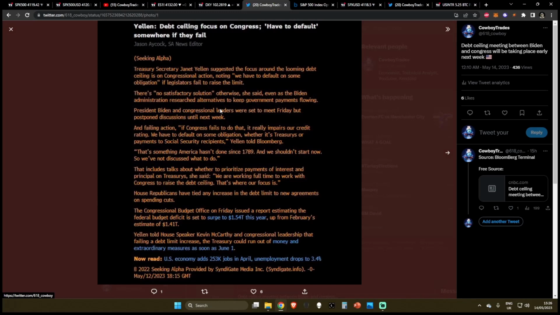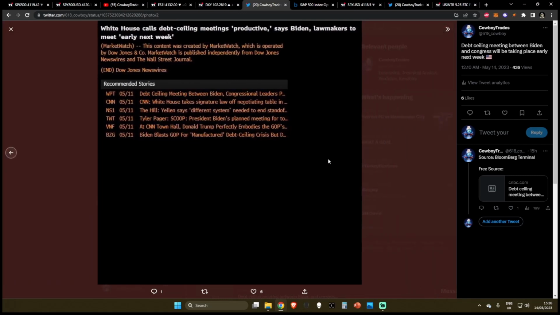Now, Congress is going to be talking about how they want to raise the US debt ceiling, and if they don't raise it, they will probably have to default on some of their obligations if legislators fail to raise the limit. Now, they also said that if we do default, that's something America hasn't done since 1789, and we shouldn't start now. So I just wanted to point out this quick news event.